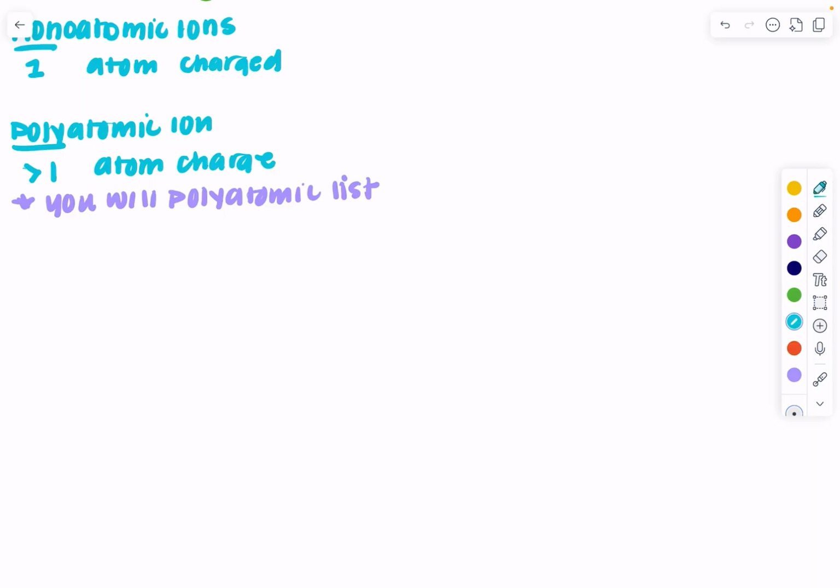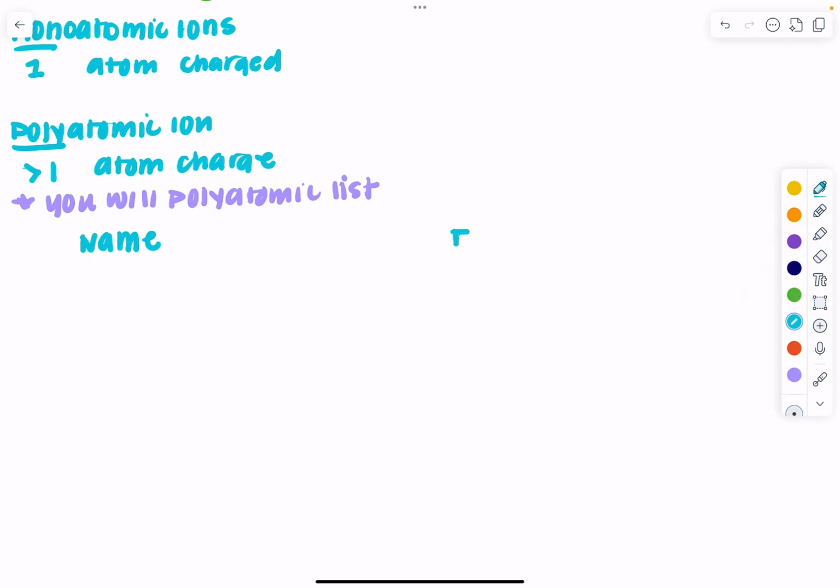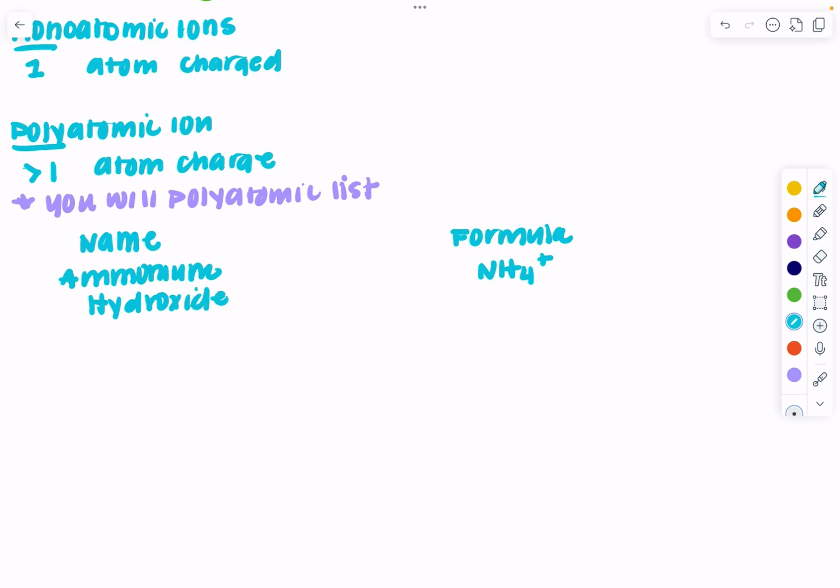But what do these mean? On the table, you'll see something that says name and something that says formula. I'm actually not sure if it says name or formula. But you will see ammonium and something like NH4 plus. You also might see something that's like hydroxide, which is OH minus. Okay, let's blow this up because this is kind of the most important part.